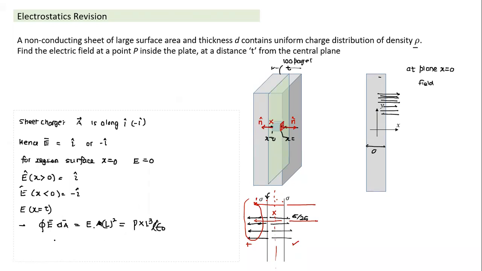That's the field here. And sorry, not L cube, sorry, one minute. The area on this side is L, but this thickness is T here. So it will be L square into T. L square into T. So what is field equal to? Field is equal to rho into T by epsilon naught.